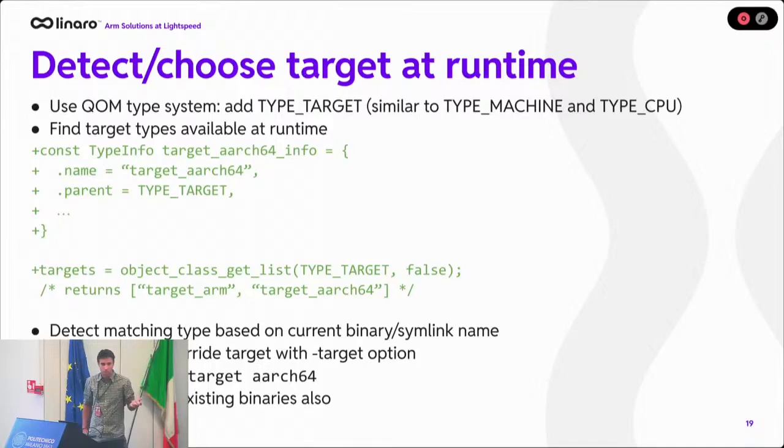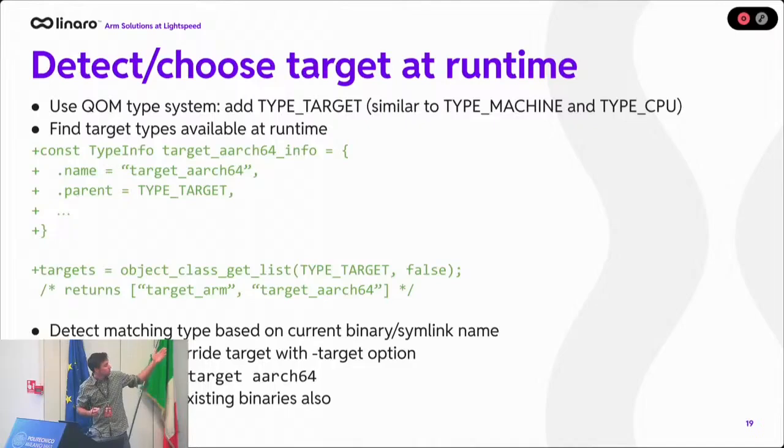So the most natural heuristic, used by Clang for instance, which has the same kind of behavior, is simply to make some matching based on your binary name. It can be a symlink or a binary. Of course, we want to give the user the possibility to override this default target. So, for instance, the -target option could be a natural candidate. And if we add that, we will definitely add that to the existing binary.